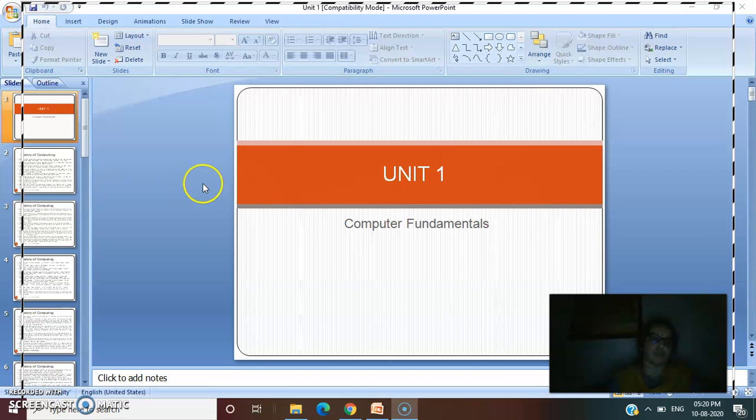Okay, so my request to all of you will be to please kindly take this paper seriously, and attend all the classes regularly. Then the book that you can refer is Computer Fundamentals by PK Sinha, or you can also refer to Computer Fundamentals by Reena Thareja. These are the two books that you can refer.